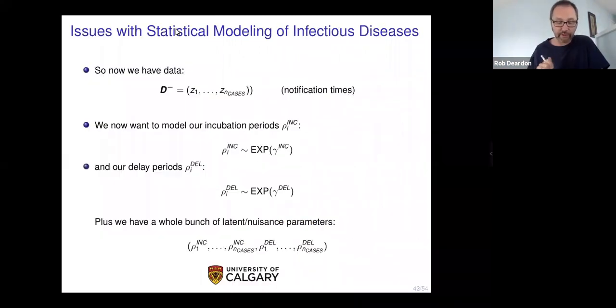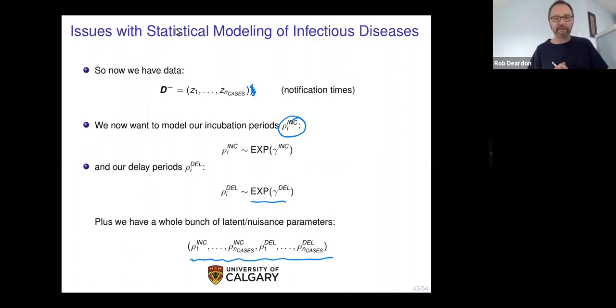So I've now moved to a situation where my data looks like this. I've got it D minus because it's sort of a less informative data set than what I had before. But basically I have a set of notification times that I'll call Z, right? So Z1 up to Z, the number of cases, preferably the number of infections, but let's just call it the number of cases for now. I then have a series of incubation periods that I'll call rho inc for each of those cases. And I'll assume they follow an exponential distribution with parameter gamma inc. And then I've got all those delay periods, and I'll assume that they follow an exponential distribution with parameter gamma del, or gamma delay. So I now have a whole bunch of these nuisance parameters, all these rows, 2 for each individual that got infected.